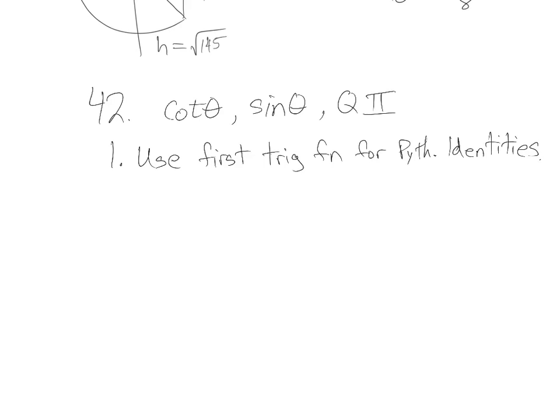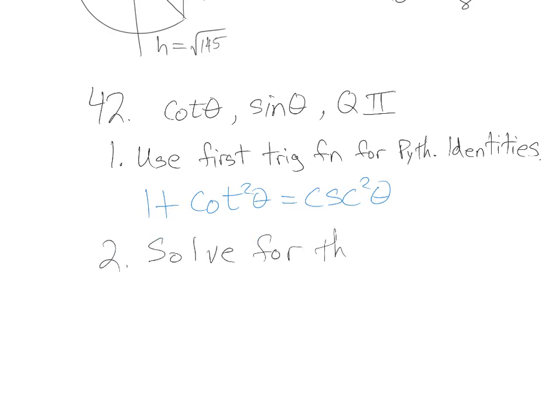Which one? Tell me what it is. 1 plus cotangent squared theta equals cosecant squared theta. Okay? That's step 1. Step 2: solve for the first trig function, meaning, in this case, cotangent of theta. So everybody needs to solve that Pythagorean identity for the cotangent.